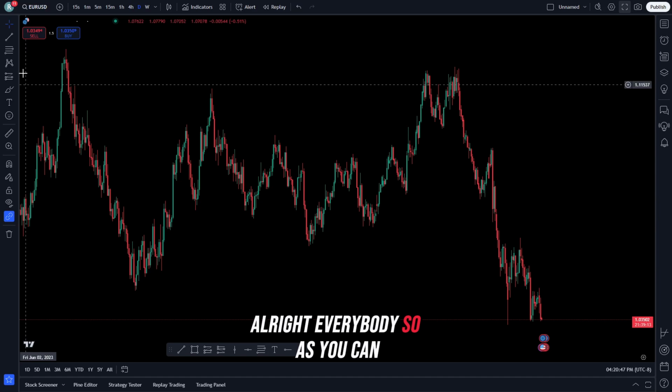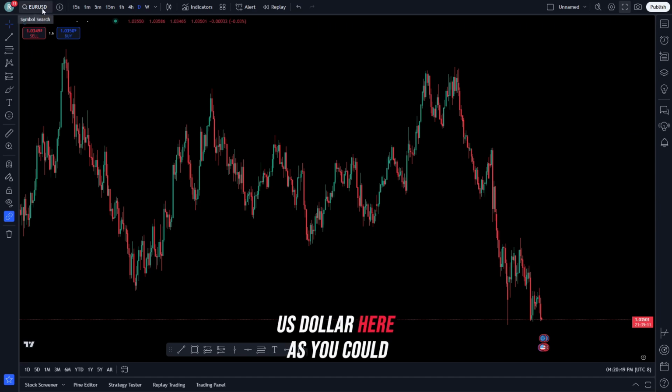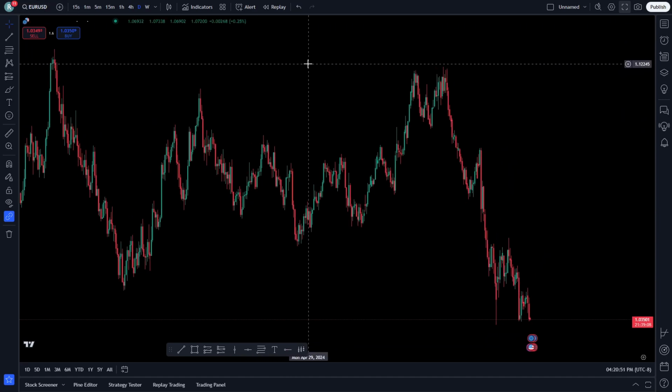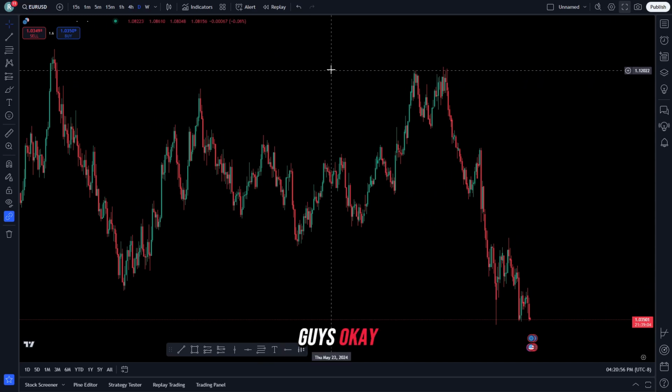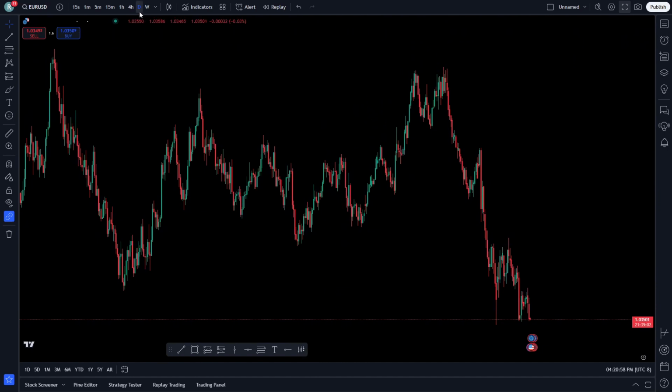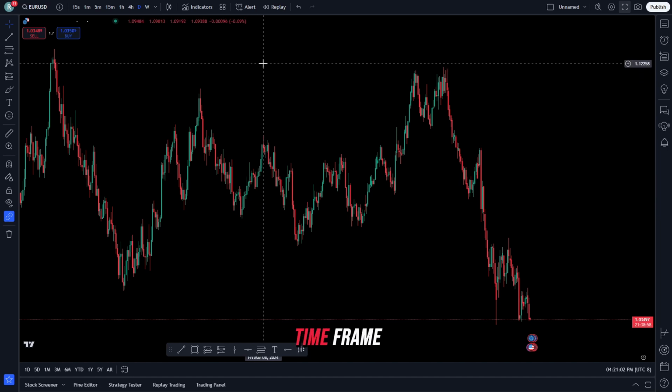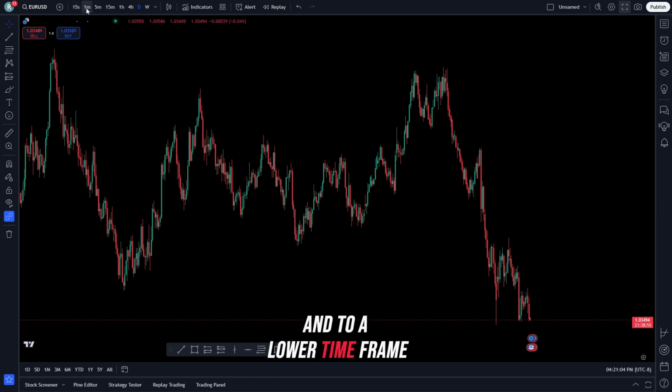All right, everybody, so as you can see, we're on the euro US dollar here, and I'm going to go ahead and look for some support and resistance areas, okay? So we're going to start on the daily time frame. To get a bias of the markets, we want to start at a higher time frame and go to a lower time frame for our entries.